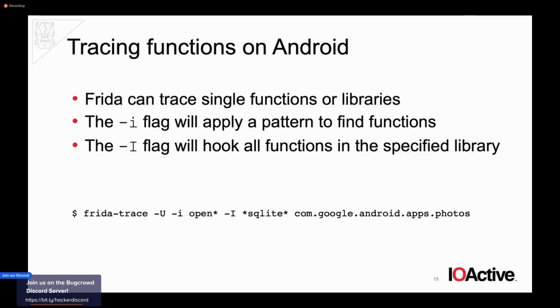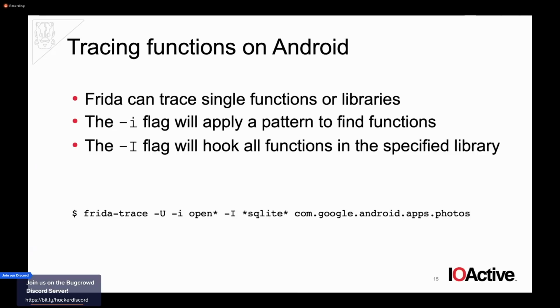So -i, we can use that to apply a pattern to find functions in a very similar fashion to the way we use -m for Objective-C. And we can also use -I, and that will hook all the functions in a library that matches the pattern that we specify. So at the bottom, I have a command for Frida trace that targets the Google Photos app on an Android device.